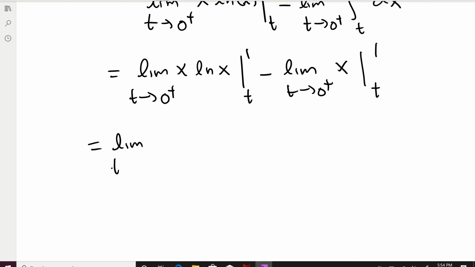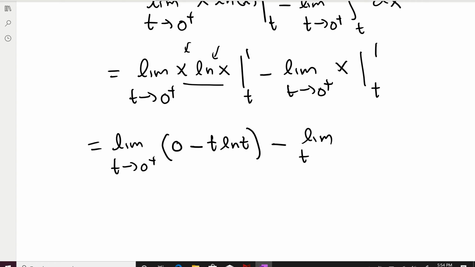So limit when t gets closer to 0. First evaluate this at 1. So 1 times ln 1, and ln 1 is actually 0. So what you have in the beginning is 0 minus, now you substitute t for x. So it's t ln t, okay, minus limit when t gets closer to 0 from the right. So substitute 1 for x. So it's 1 minus substitute t for x. So this is what we get when we substitute 1 and t for x.